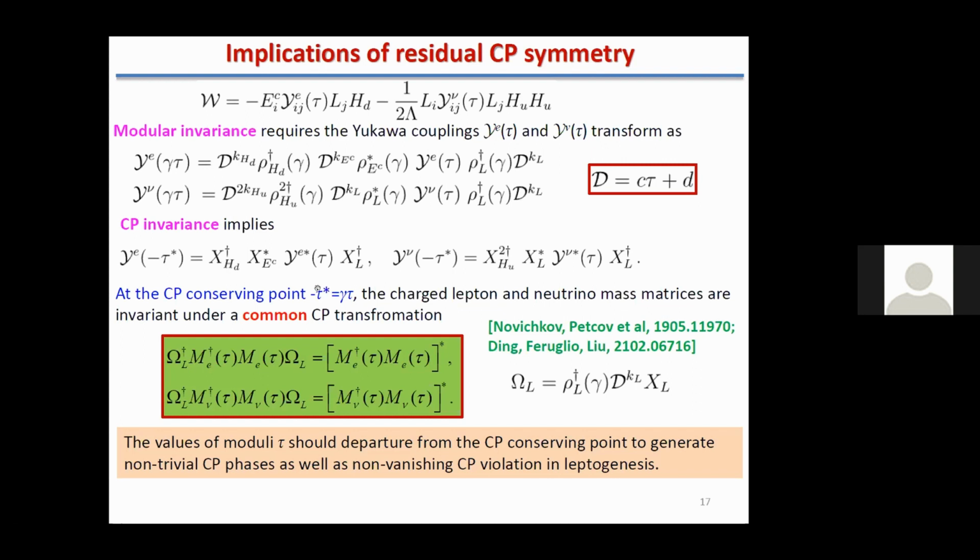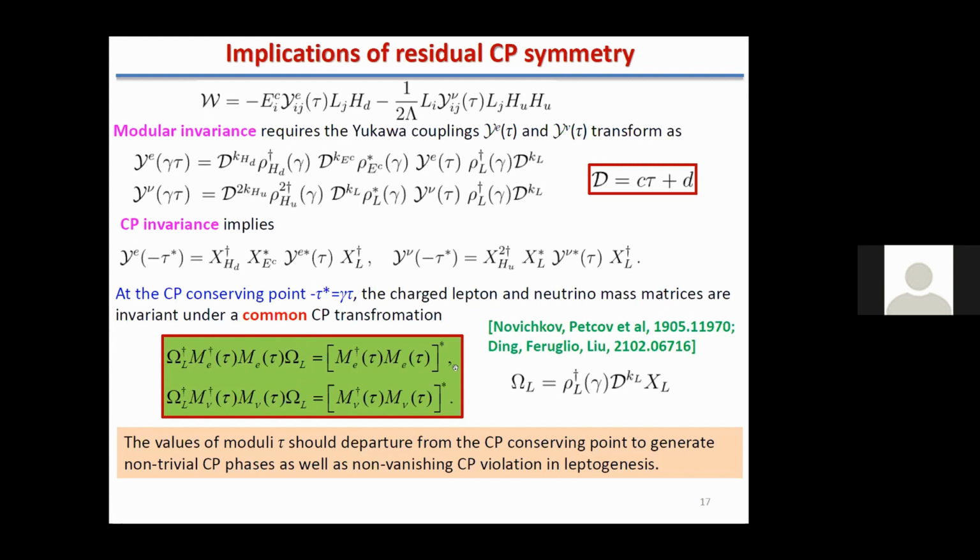And if the tau is at the CP conserved values, at the boundary or purely imaginary, that means minus tau star equals gamma tau. So we can see these two equations, and we will get constraints on the Yukawa couplings. At this CP conserved point, both the neutrino mass matrix and the lepton mass matrix would preserve the same CP transformations. They are invariant under the general CP transformations.